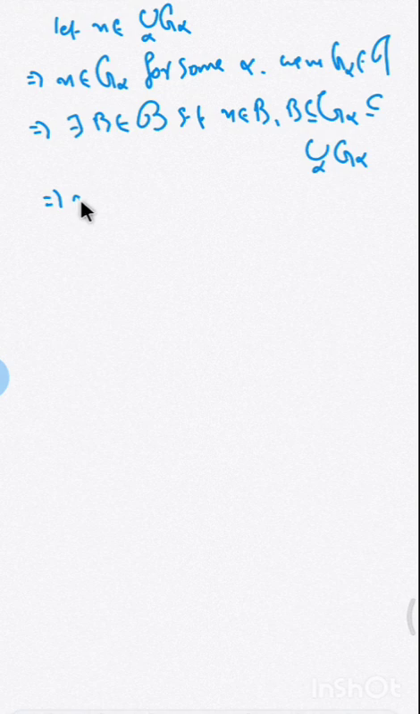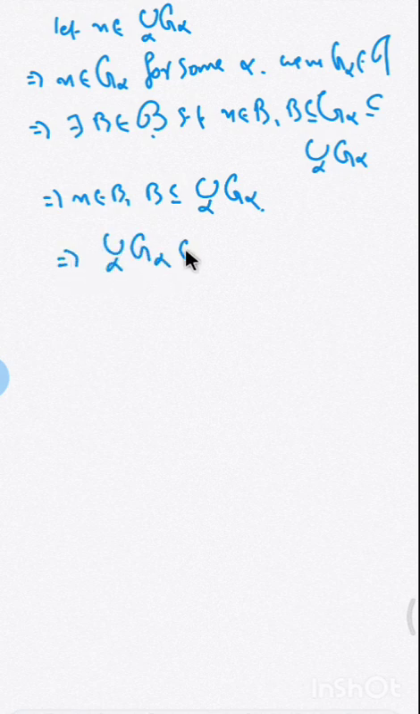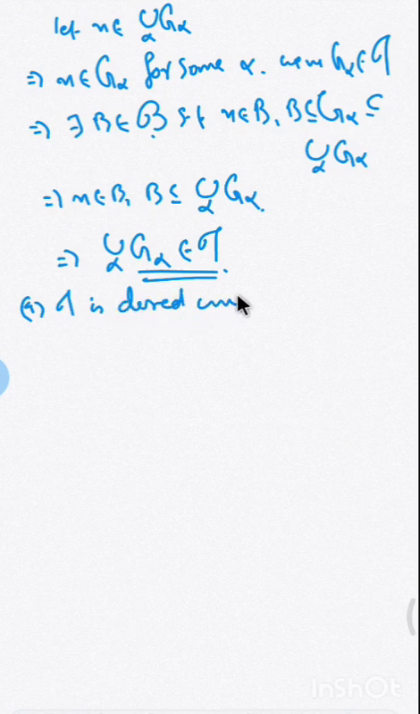So what do you get now? X belongs to B and that B will be contained in the union over alpha of G alpha. So when you take an element in the union over alpha of G alpha, there exists B such that X belongs to B and B is contained in the union over alpha of G alpha, which implies the union over alpha of G alpha also belongs to our topology. Now we want to prove that tau is closed under finite intersection. So the last property of the topology, tau is closed under finite intersection. Okay. So I will do it step by step.